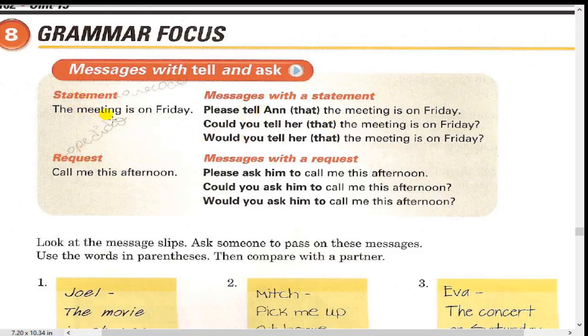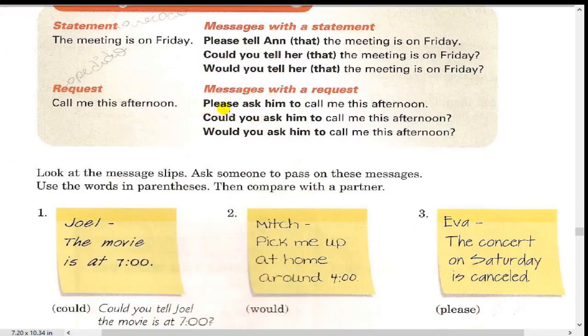A statement starts here with what? Subject, verb, object. Statement, sentence. Request, and a request will start with a verb, like, call me this afternoon. So this message with a request, I start with a verb. I use the verb ask, because this is a request. Please ask him to call me this afternoon. Could you ask him to call me this afternoon? Would you ask him to call me this afternoon?